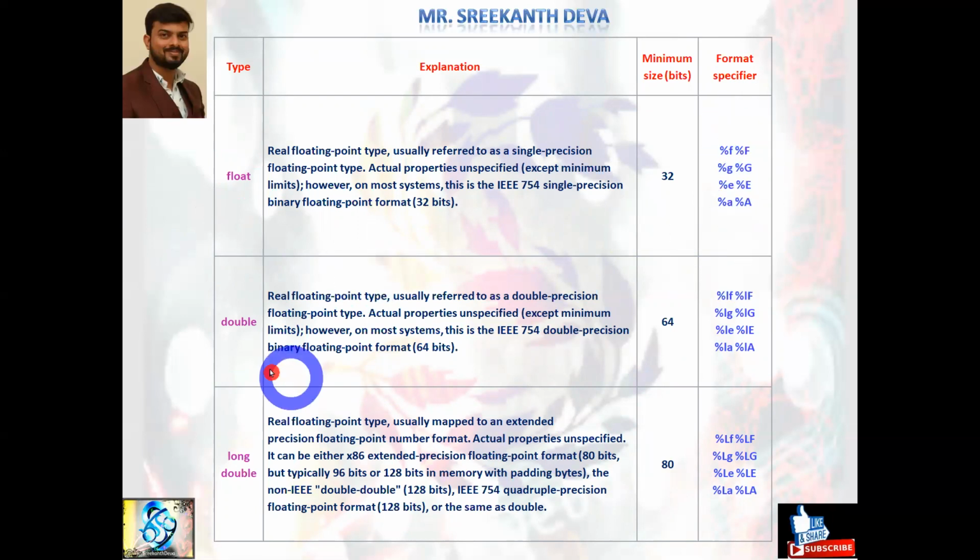Float type. Next, double occupies what? 64 bits. So this is percentile lf, represents what? Double type. Long double, it occupies what? 80 bits, means 10 bytes of memory. It is represented by percentile Lf, where L is capital. Here coming to double, percentile lf, l is small, but in case of long double, L is capital, percentile Lf.